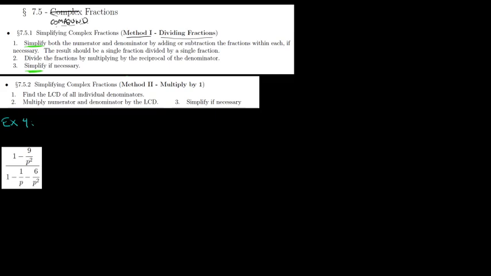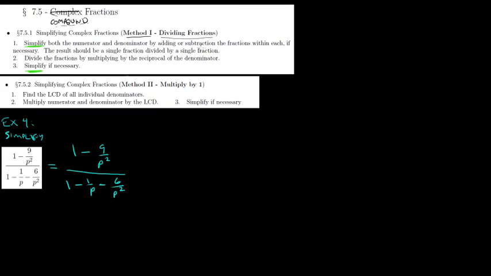Okay, so here's our last example in this section, 7.5. We're going to simplify. So example 4 is to simplify this complex fraction, compound fraction, either way. So we have, let me copy it down, 1 minus 9 over p squared, and then all of that divided by 1 minus 1 over p minus 6 over p squared. Okay, so what do you think would be easier here, method 1 or 2?